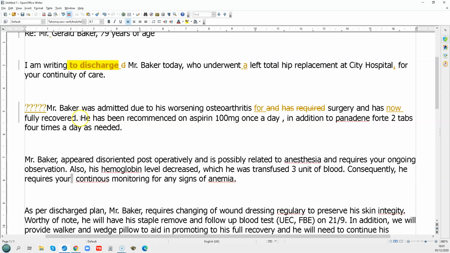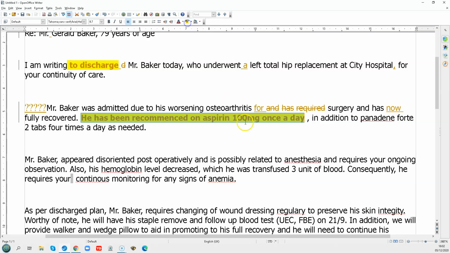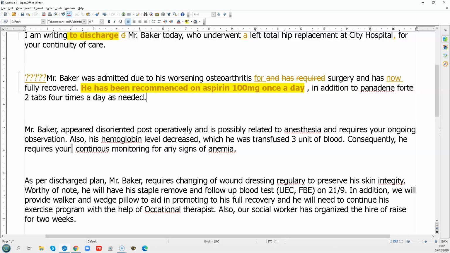So I'm reading this now, and I don't know if he was commenced on aspirin before. So why has it been recommenced? So this, without looking at the notes, right, this doesn't make any sense at all, right? In addition to Panton, if you mean, as again, I'm not gonna look at the notes. I'm just gonna read it as if I am the reader, so that doesn't make sense to me right now.